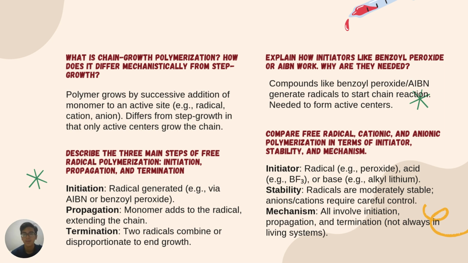Now, we have to compare free radical, cationic, and anionic polymerizations in terms of three things, which are initiator, stability, and mechanism. For the initiator, we have a radical for the radical, and acid or base for the cationic or anionic. For the stability, meanwhile, radicals are moderately stable. But anions and cations, because they have an initiator of acid and base, require careful control when compared to radicals that are moderately stable. The mechanism all involves initiation, propagation, and termination, just like we mentioned, which are the three main steps, but not always in living systems.